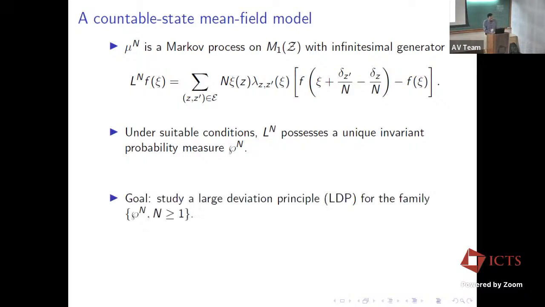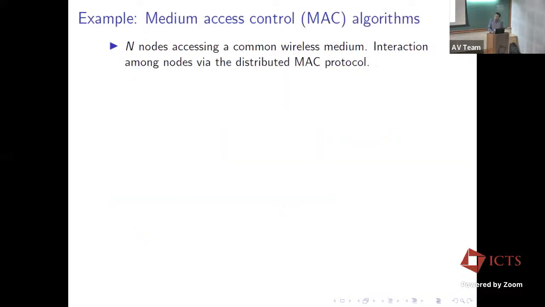The goal of this particular talk is actually to say something about the large deviation principle for these invariant measures, or the stationary distributions of this Markov process, of the empirical measure Markov process. Okay, so here is an example.